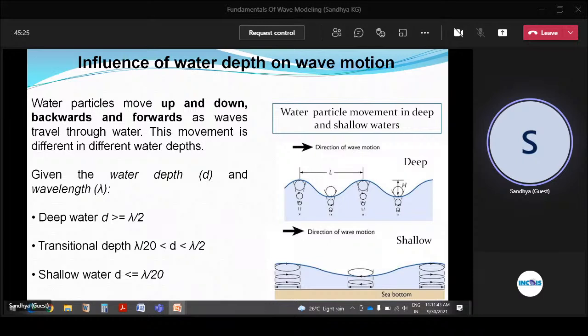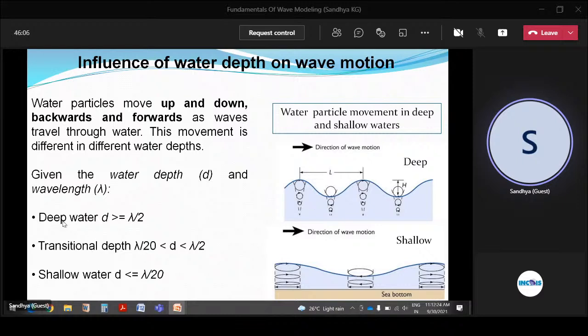Now, before entering into wave modeling, again, we need to recap certain fundamentals. The influence of water depth on wave motion: when the wind blows over the ocean surface, waves are formed. And though there is no mass transport of water particles, there is a kind of motion of the water particles in the areas where the wave goes. This kind of water particle motion differs from deep ocean to shallow water.